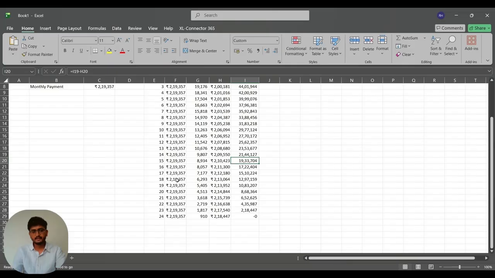Okay, then the 16th one is the same, only the monthly EMI. Then the interest rate, deducting both.